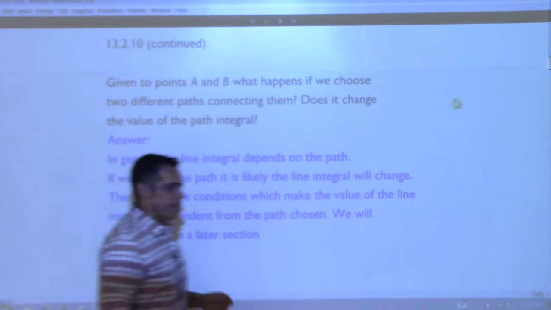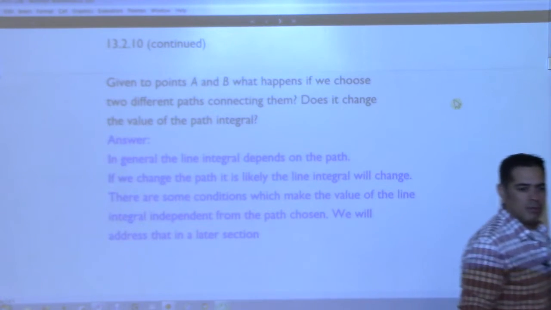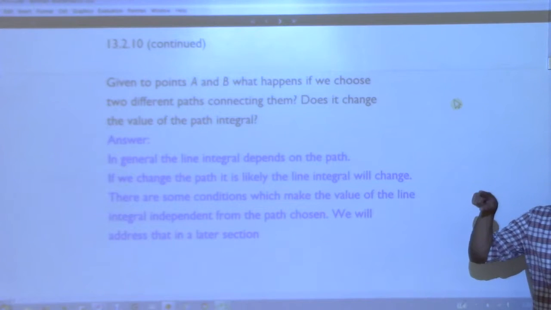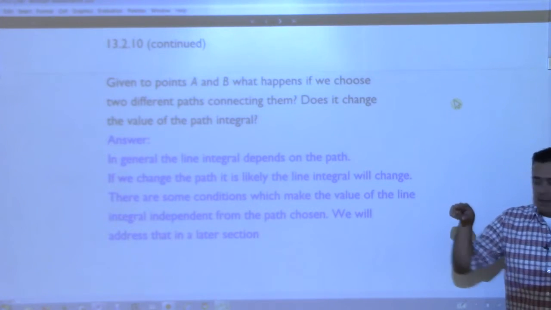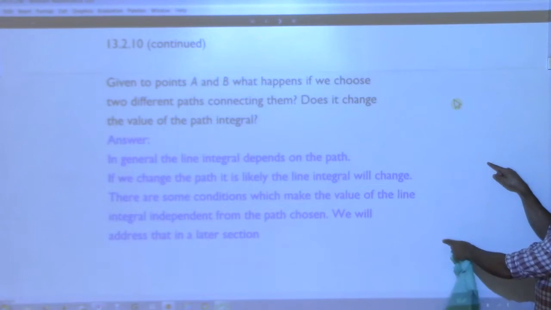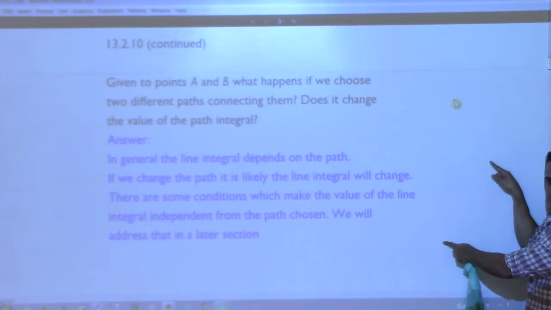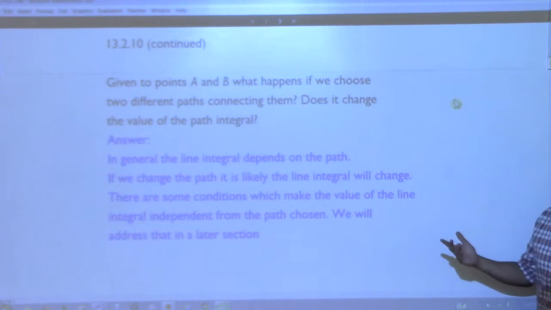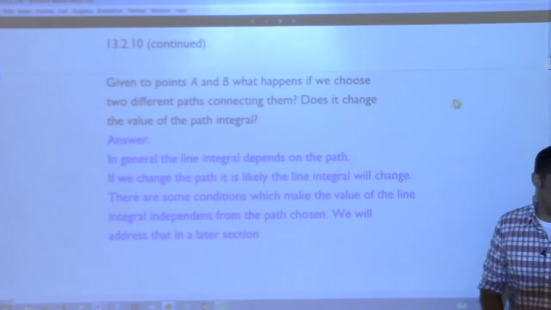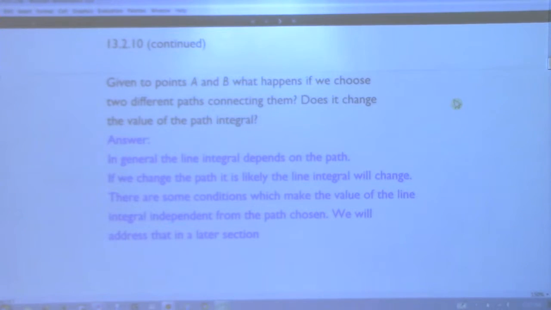There are some cases where your line integral is path independent. So as long as you're going from A to B, it does not matter what path you take there. You'll get the same line integral every single time. But what's going to dictate that is the function itself, the surface. And if that surface qualifies, then we'll say that it's path independent. We'll do it later. But in general, it matters.